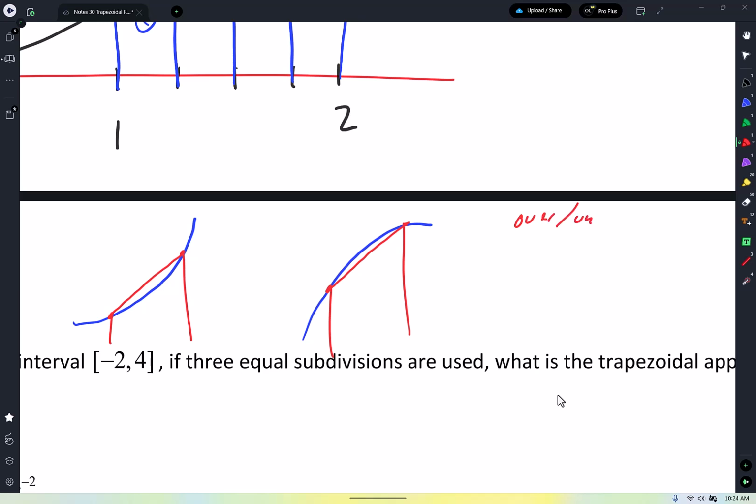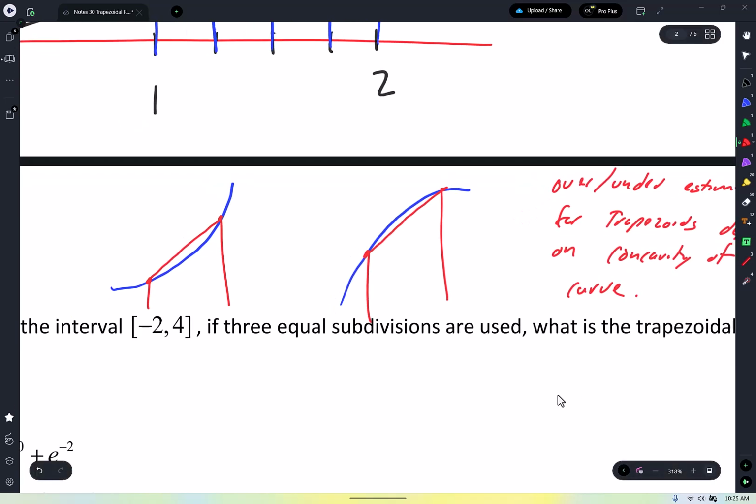Over, under, estimate for trapezoids depends on concavity of curve, which is different from the LRAM, MRAM, RRAM. Well, LRAM and RRAM specifically. Because in LRAM and RRAM concavity doesn't matter. It's increasing, decreasing. Chav, I don't understand. You'll see. We'll get there right now.